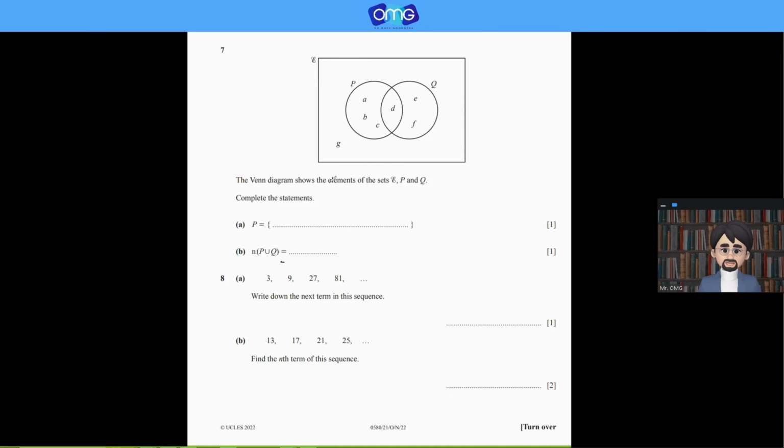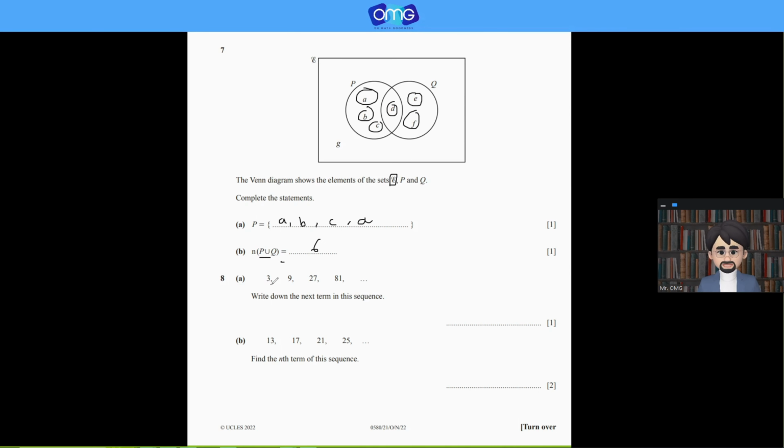Number 7. The Venn diagram shows the elements of these sets. This is the symbol for the universal set, P and Q. What is P? The set P is A, B, C, D, because this is P. They only ask for members. How about P union Q? P union Q consists of all. So how many members? 1, 2, 3, 4, 5, 6. 6 members.